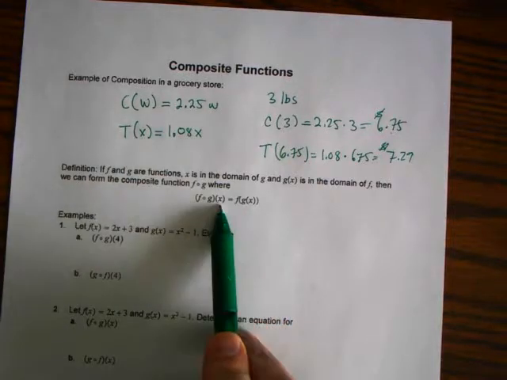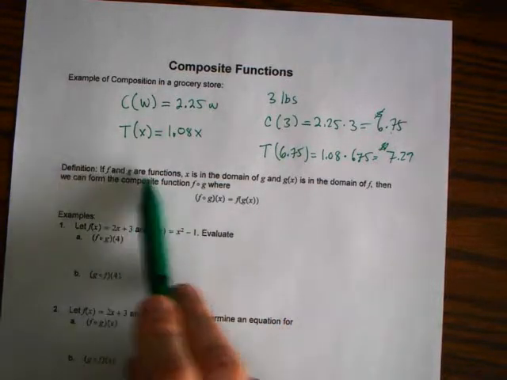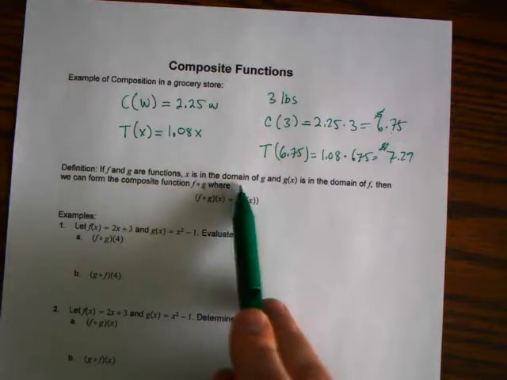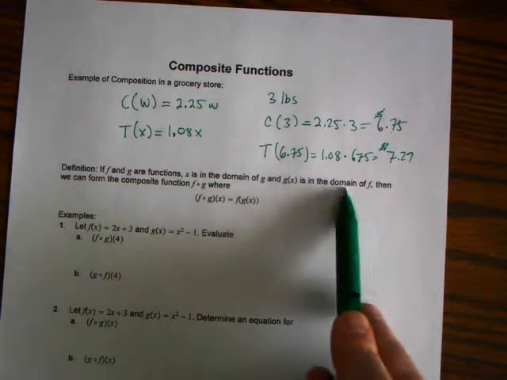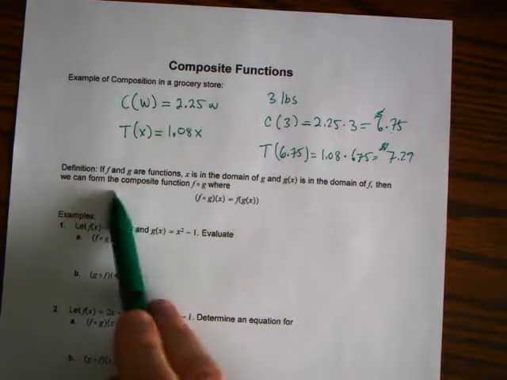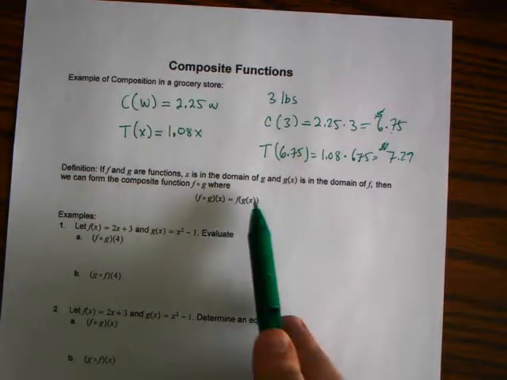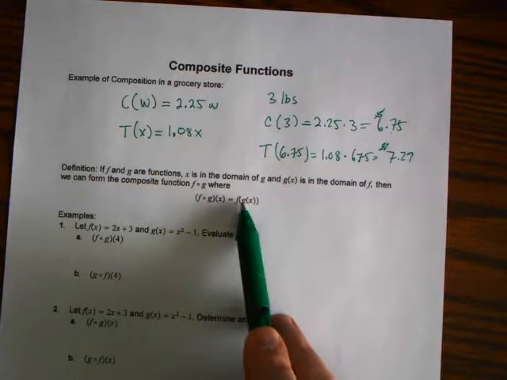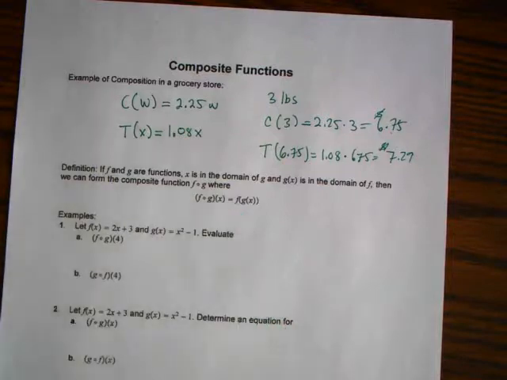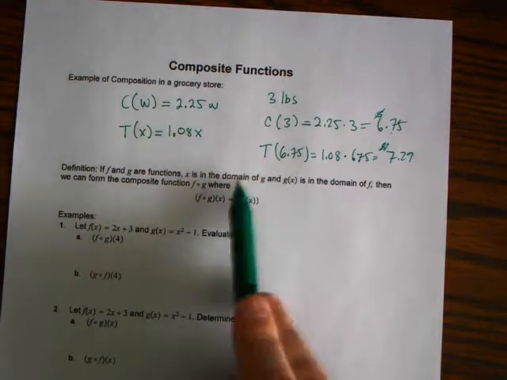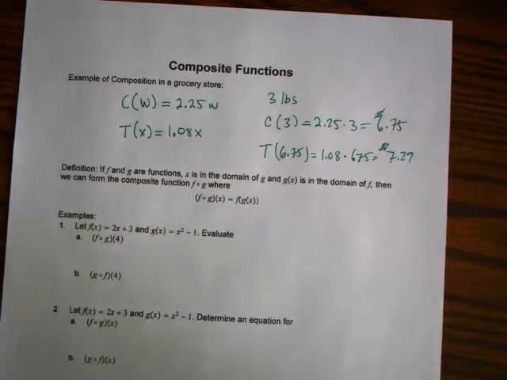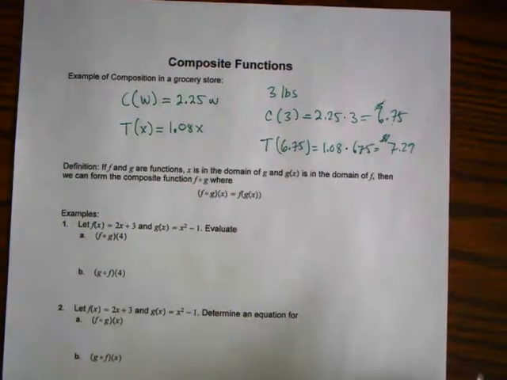And so the fancy math symbols look like this. If f and g are functions, and x is in the domain of g, and g of x is in the domain of f, then we can form the composite function f∘g, where f∘g means take the x number, plug it into g, and then you take the answer and you plug it into f. And the stuff about the domain, that's just saying that you really can plug in all the numbers, because if you got an equation where you can't plug in a number, well then clearly this isn't going to work.